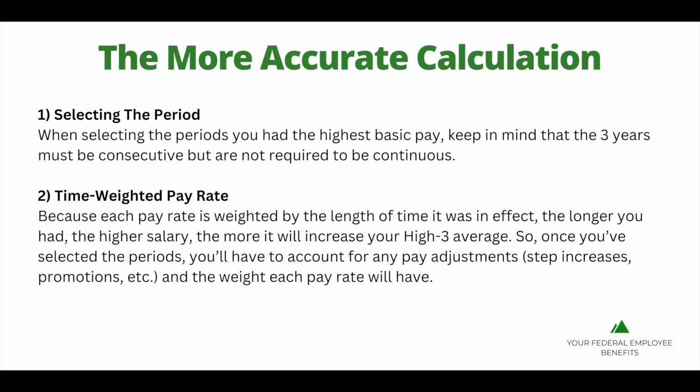Now, when retirement is around the corner, you'll want a more accurate computation of your High-3. To do that, you'll need to gather your SF50s. Let's run through a two-step process for a more accurate calculation. Step one is select the period. Although these 36 months have to be consecutive, they do not have to be continuous. Meaning, if you had a break in service, you can use the period before the break and after the break, as long as there is no intervening service.